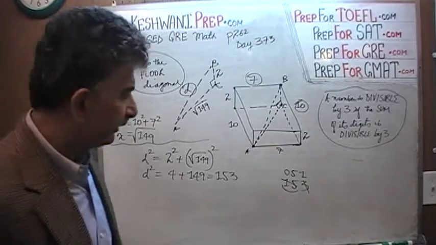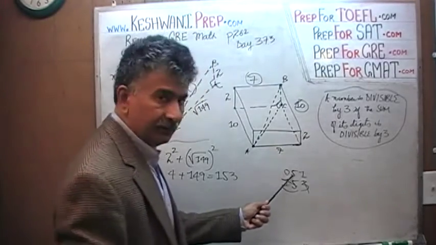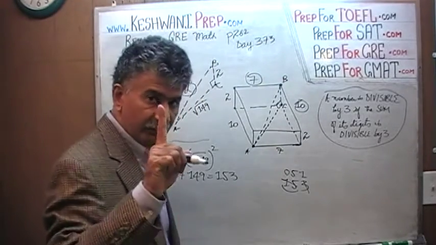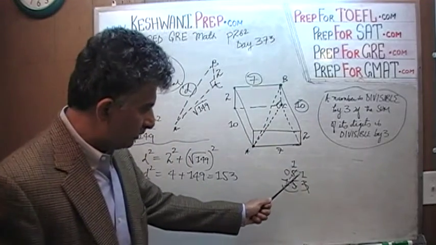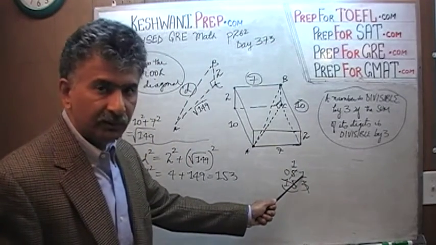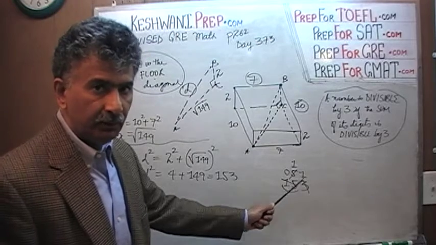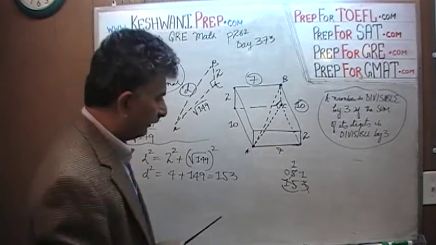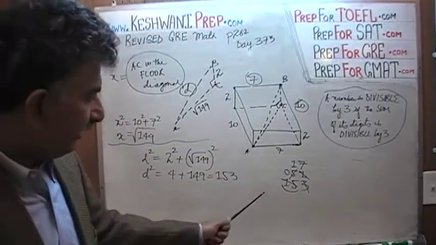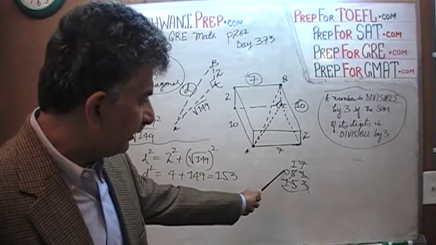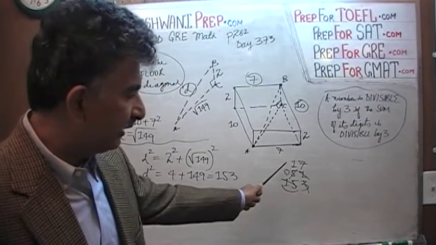Let's divide 51 by 3. How many 3's in a 5? 5 has only 1 3. The remaining 2 goes and joins the 1, and it becomes 21. How many 3's in a 21? 21 has 7 3's. So what we find is that we were able to divide 153 by 3, and we were able to divide the result by 3 one more time.